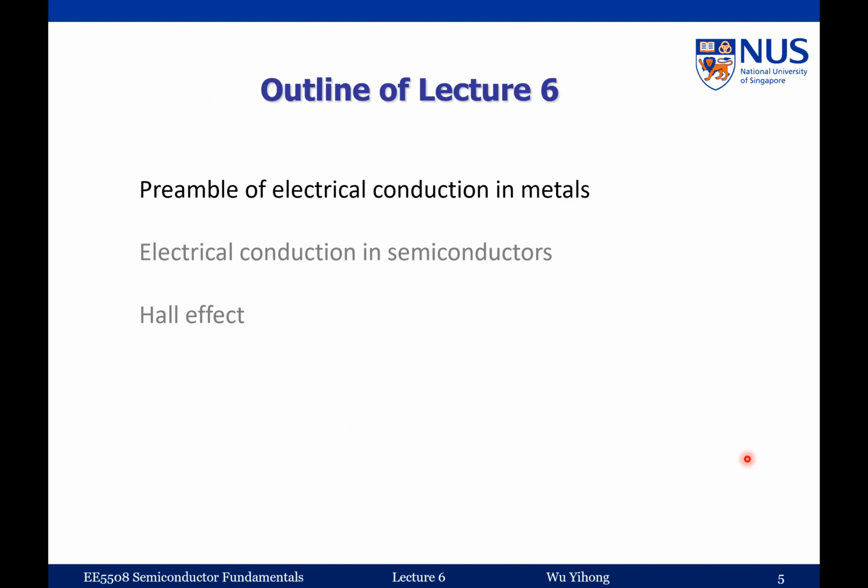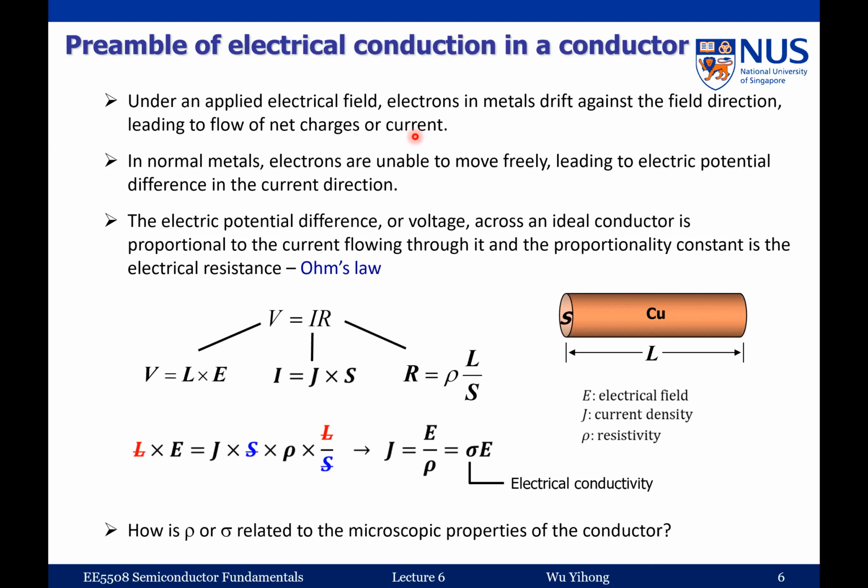Okay, with this, I will look at electrical conduction in semiconductors. Before that, let's just look at what's going on in metals first, because the metal case is very simple. You only have one type of carrier, which is the electron, right? So that's why it's good to look at some of the basic concepts in metals first.